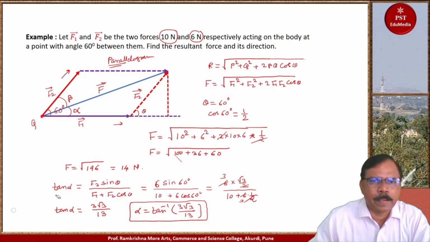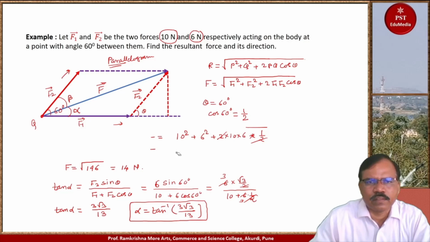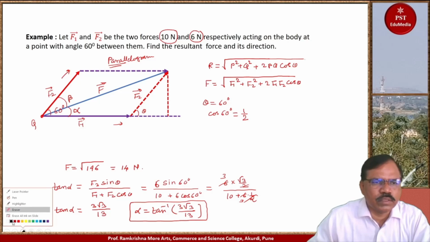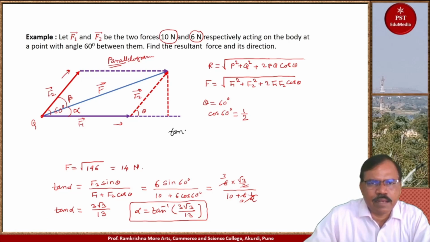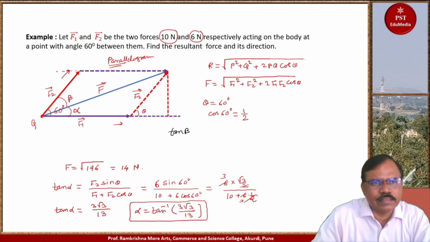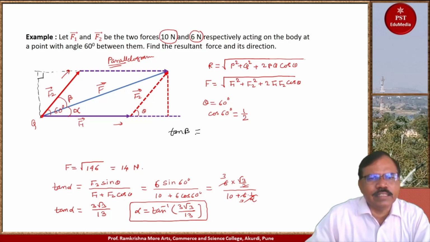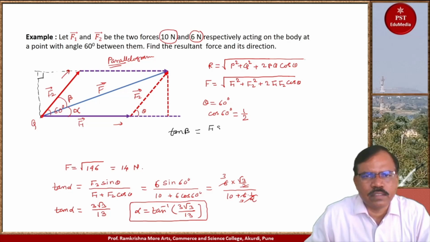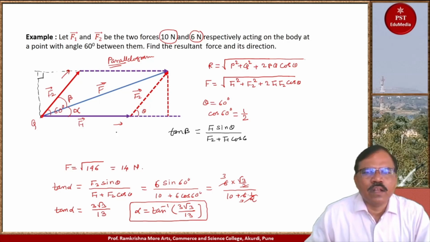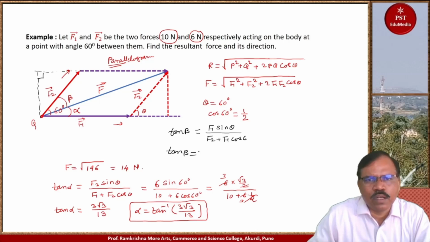So you can find that simply. For tan beta, we have to take this in the backward direction and draw a perpendicular here. And we get tan beta is equal to F1 sin theta upon F2 plus F1 cos theta. Use the same one here. Now tan beta is equal to 10 sin 60 degree upon 6 plus 10 cos 60 degree.